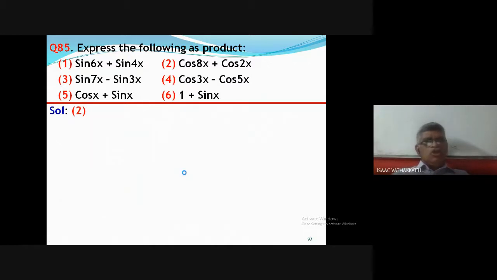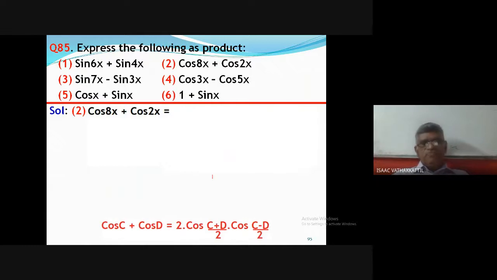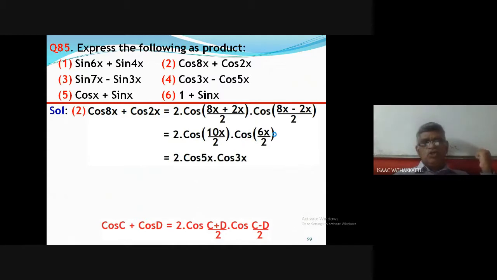Second one, cos 8x plus cos 2x. Which formula do you apply? Cos C plus cos D, 2 cos into cos. 2 cos (C+D)/2, and directly write 10x by 2 is 5x, into cos (C-D)/2, 6x by 2, that is 3x. So 2 cos 5x into cos 3x.